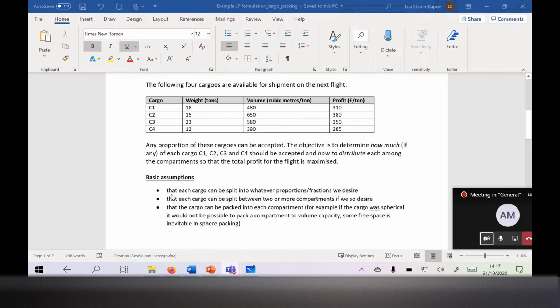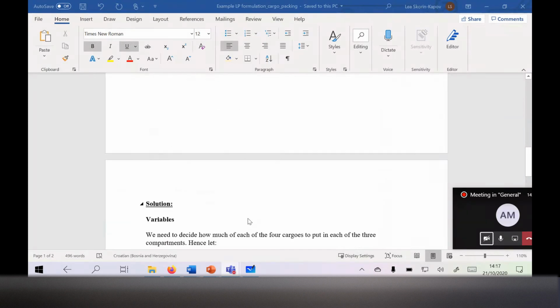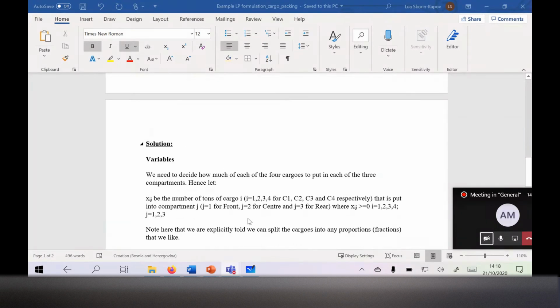In terms of assumptions, we said last time, each cargo can be split into whatever portions or fractions we desire, so we're not looking for an integer solution. Each cargo can be split between 2 or more compartments, so we can have a little bit of cargo 1 in the front, a little bit in the center, a little bit in the rear, and so on. And the cargo can be packed into each compartment. If it was a spherical cargo, we would not be able to pack all the way to the volume capacity. We assume that we can pack all the way to the volume capacity. Okay, let's look now at the solution.